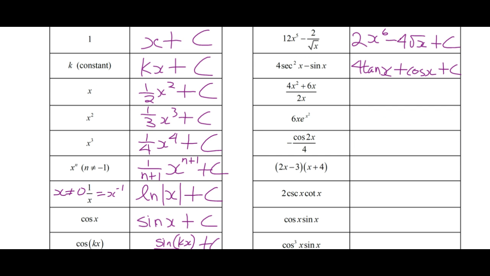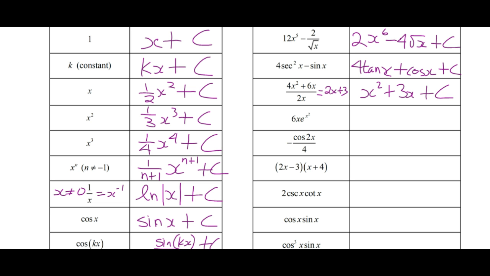4x squared plus 6x over 2x. Well, simple. What is this equal to? 2x plus 3. You can simplify it. Don't start getting into, oh my god, that means there's a quotient rule and I need the square root of 2x on the bottom so that when I square it I'll get a 2x. No. Okay, so then what is this? x squared plus 3x plus c.